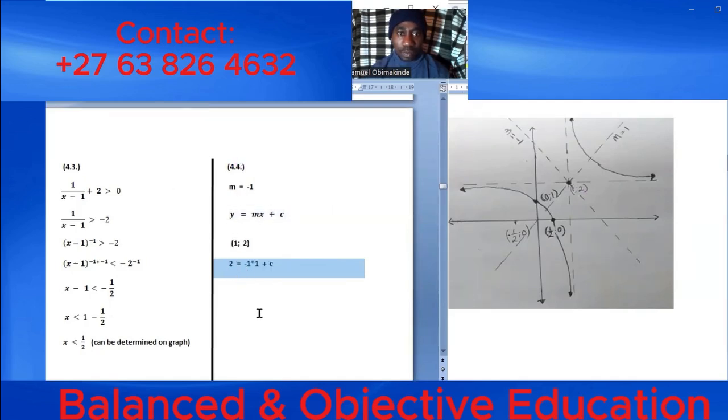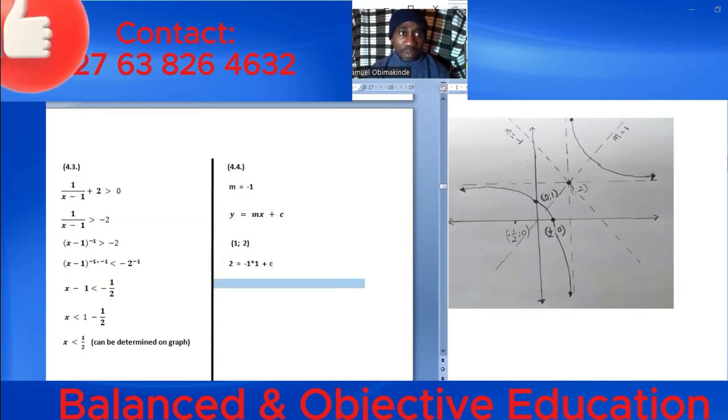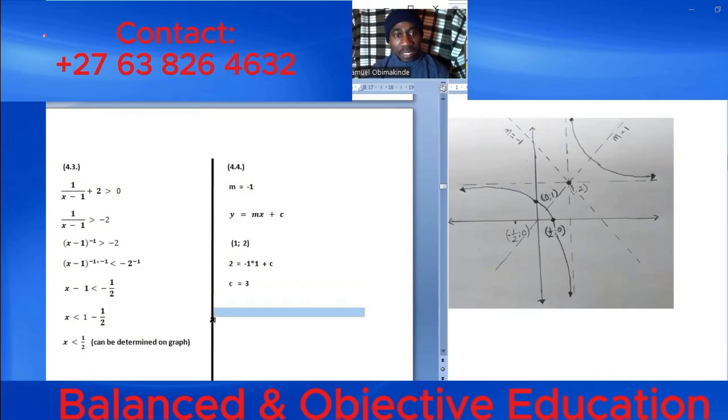So that is what we have here. Y is 2. Then the gradient is -1. The x value is 1. Then plus c. From there, we can calculate the value of c. So that means that c equals 3. That is the y-intercept. So if the y-intercept equals 3, it means that the equation of that line of symmetry, that axis of symmetry with a negative gradient, would be y equals -x plus 3. And that settles question 4.